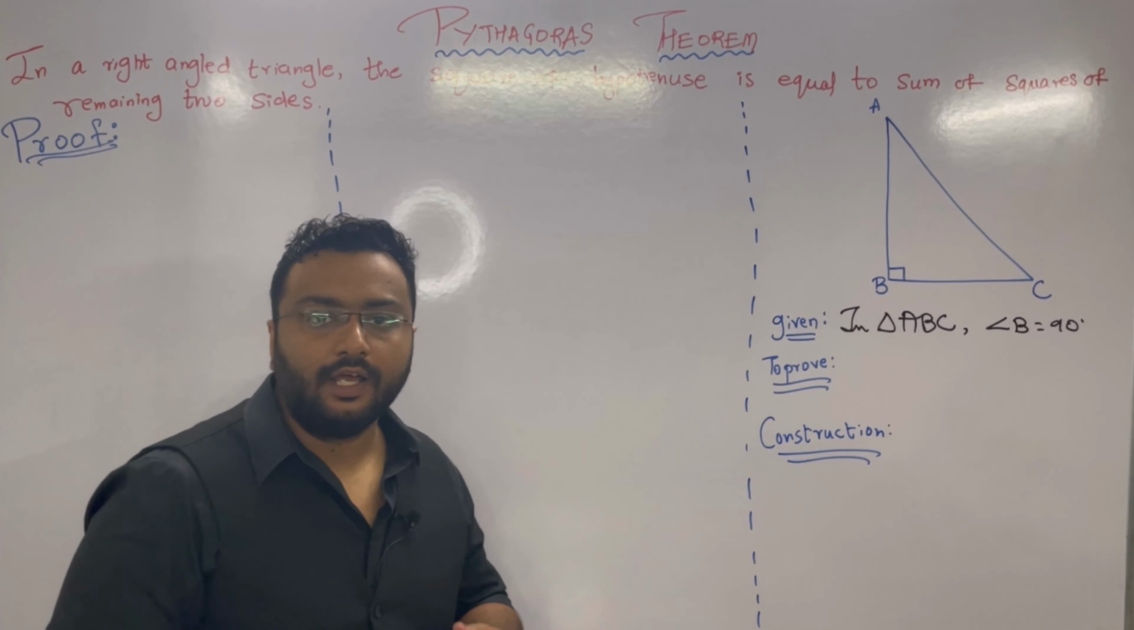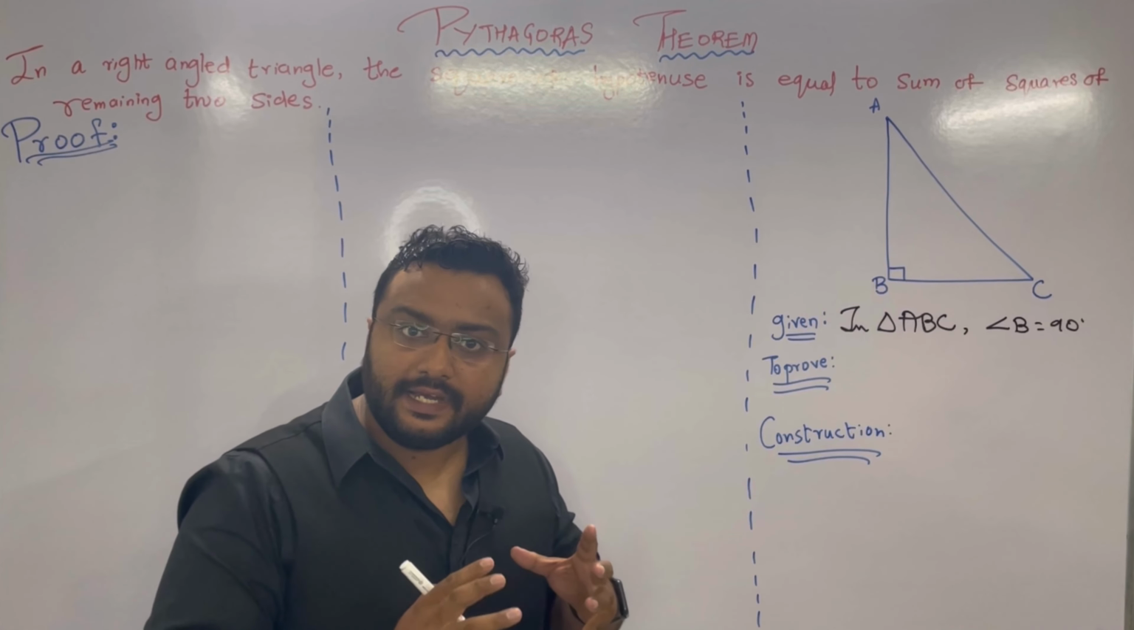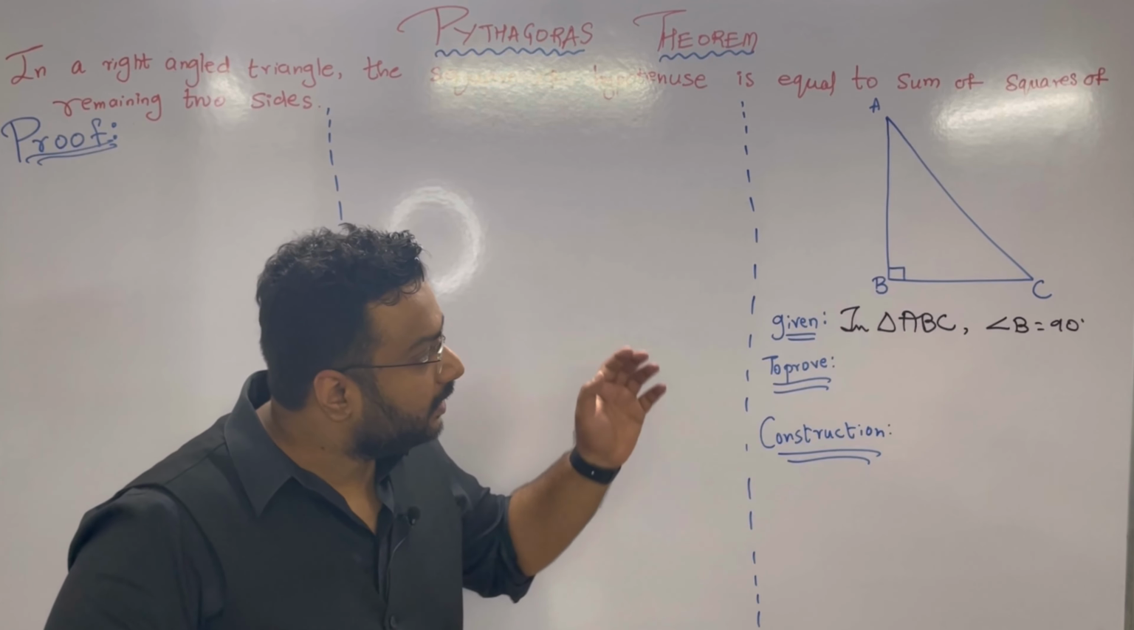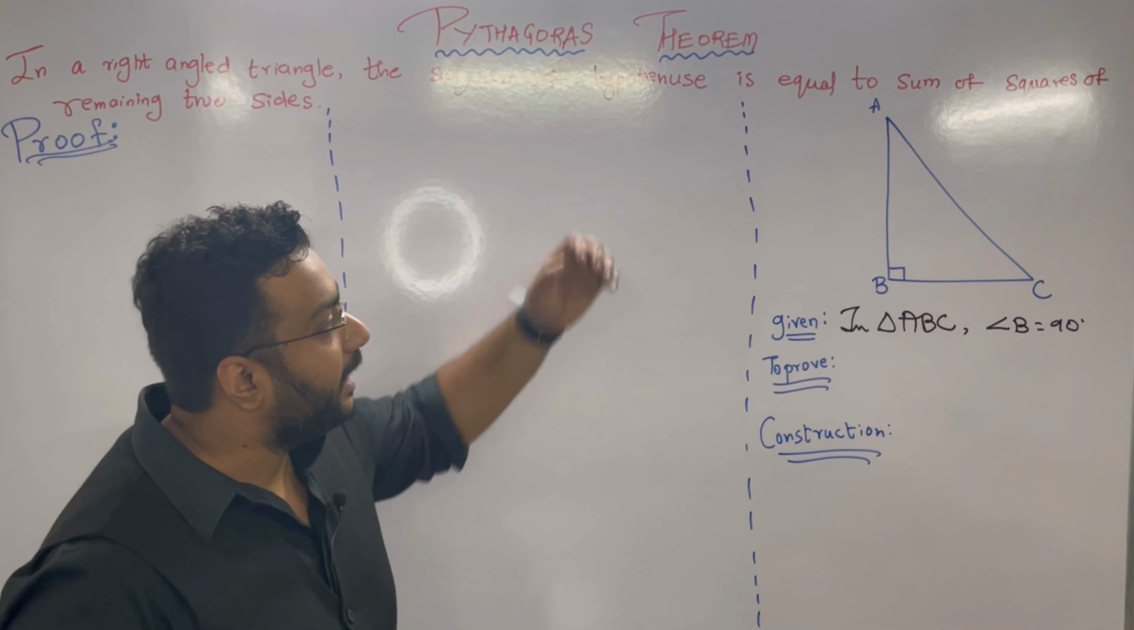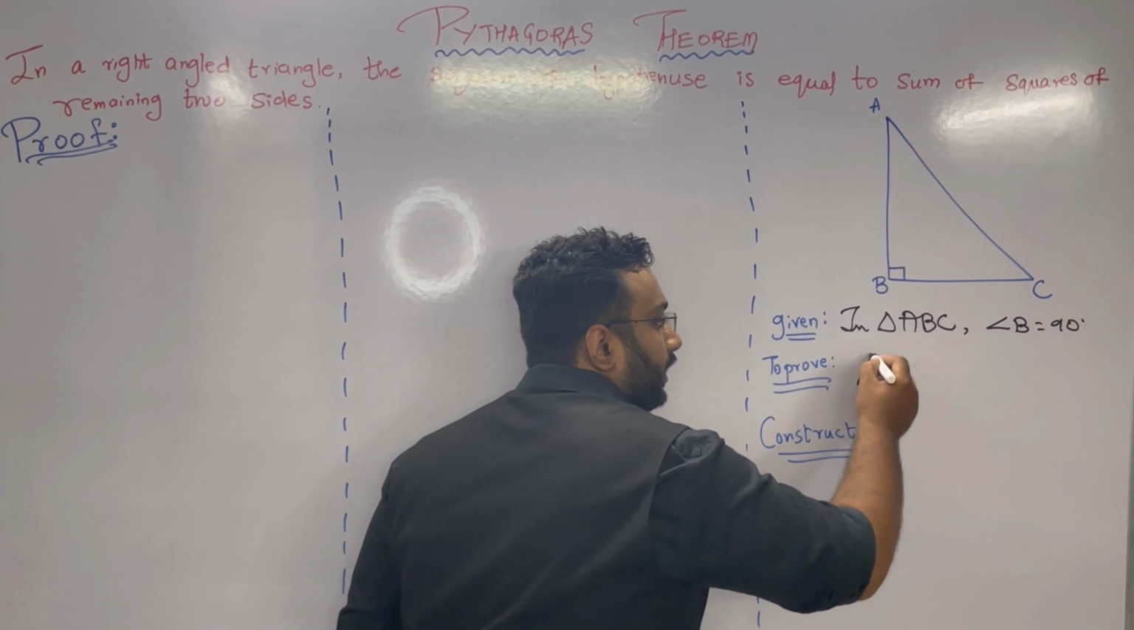Now, further it says, in a right angle triangle, the square of the hypotenuse. Observe this right angle triangle. Think and tell me which side is the hypotenuse. I have already taught you what the hypotenuse is. The hypotenuse is the side opposite to the right angle. So here, if you observe, AC is the hypotenuse. It says square of the hypotenuse, that means here it will be AC square is equal to.